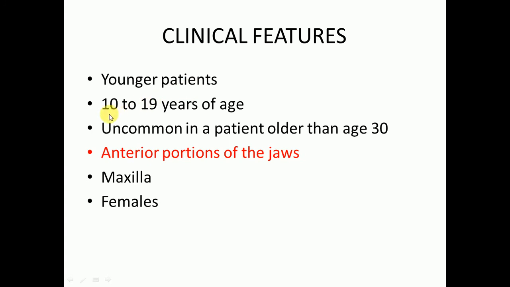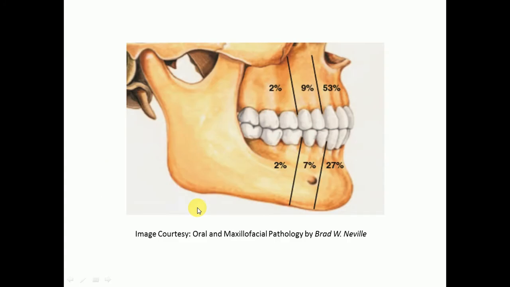If you talk about clinical features, it is most commonly present in younger patients, 10 to 19 years of age, and it is uncommon in patients older than age 30. It is most commonly present in the anterior portion of the jaws, most commonly in the maxilla, in fact 2 times more common in the maxilla than the mandible, and it is more commonly present in females. So if we talk about adenomatoid odontogenic tumors, you should keep these points in mind: young patients, anterior maxilla, and females.